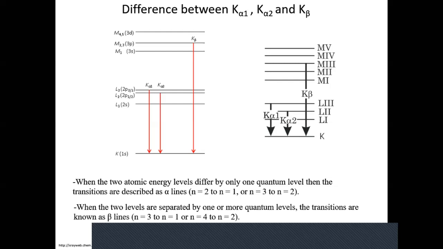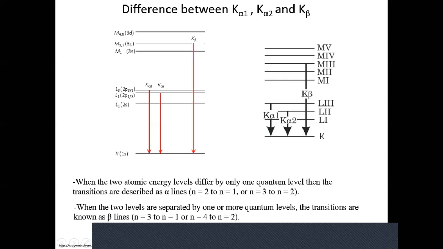Now, some of these transitions are allowed, some of them are forbidden. And when you take descriptive inorganic, or I believe in inorganic chemistry, you'll talk about which of these transitions are allowed and which of these transitions are not allowed. Just to give you a little bit of introduction to these types of diagrams, when two atomic levels differ by one quantum level, then the transition is described as alpha lines.